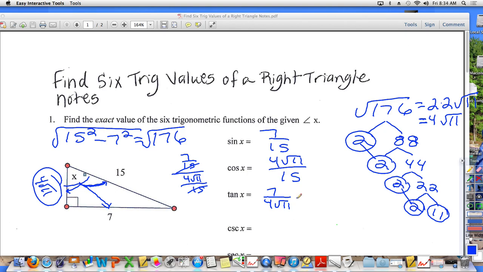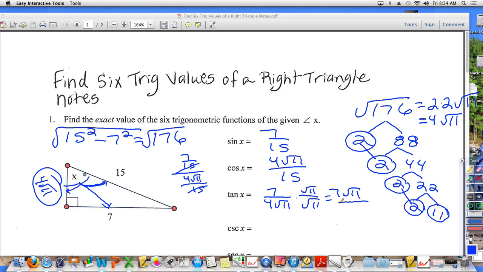So I'm going to multiply both the denominator and the numerator by the square root of 11, because if I multiply by the square root of 11 over the square root of 11, what am I really multiplying by? 1. Okay? So on the top, I have 7 square root of 11, and then on the bottom, let's do some math here, you guys.